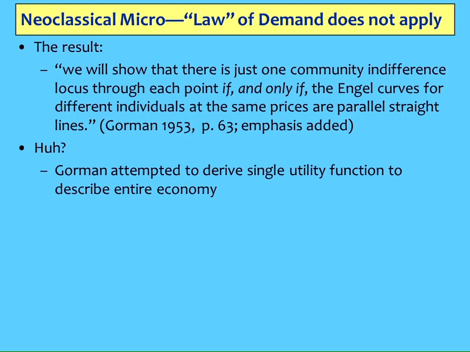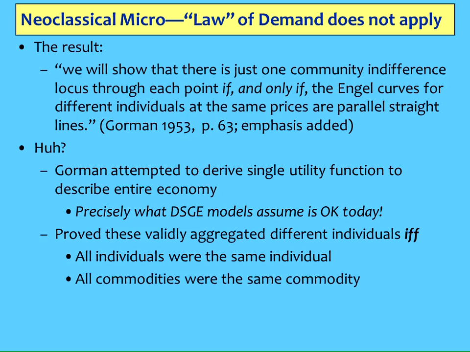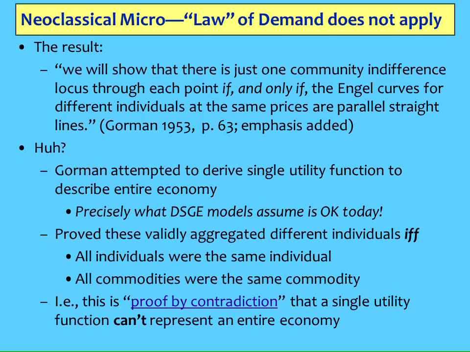What does he mean? Well, he's trying to derive a single utility function for an entire economy, which, as I've pointed out, is exactly what DSGE models thought was okay prior to the financial crisis. And he proves you can only aggregate those if all the individuals are the same individual and all commodities are the same commodity, which, of course, is not aggregation at all. It's proof by contradiction. Has anybody here seen what proof by contradiction is before?